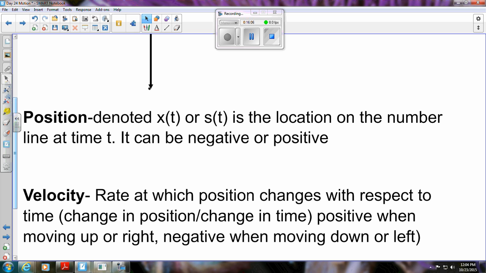So if I tell you, let's say, s of 3 equals 5, what that means is when the time is equal to 3, so 3 seconds into my trip, I'm at 5 on the number line. All right? But it's just telling you where you are on your number line at a particular time. That's all. Since position can be negative, you might get a negative number.